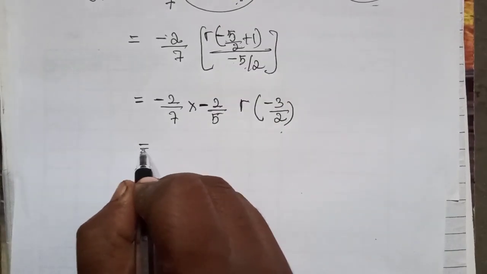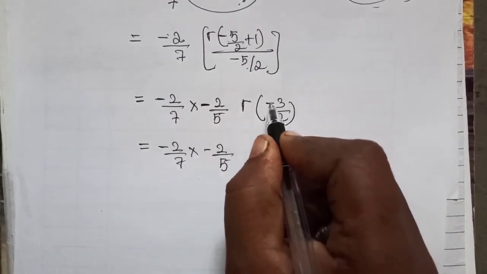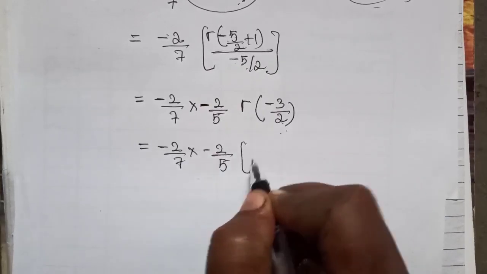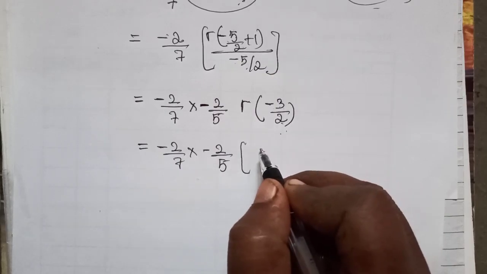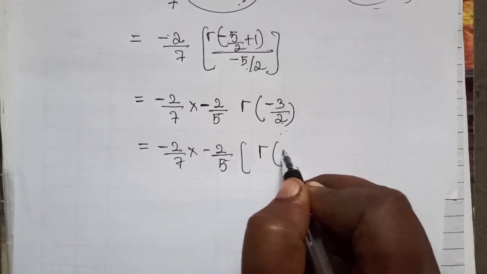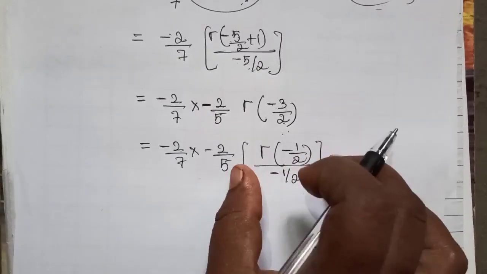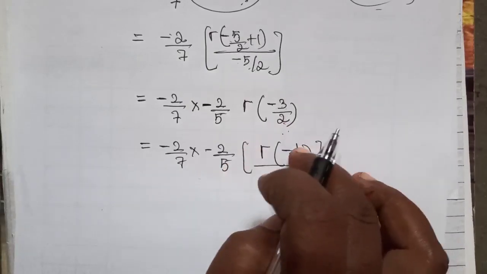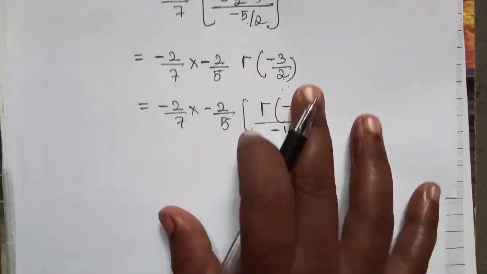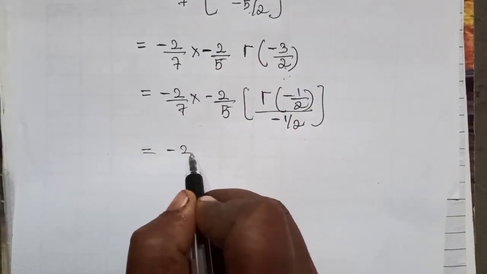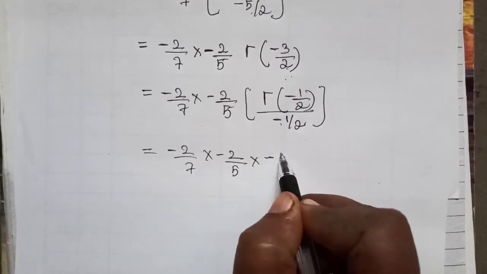Then minus 2 by 7, minus 2 by 5, gamma of minus 3 by 2 can be written, by using the same formula, as minus 3 by 2 plus 1 equals minus 1 by 2, that is we get gamma of minus 1 by 2 divided by minus 3 by 2. So once you know the method, you can write it directly. Don't use this formula again and again. Then we can write minus 2 by 7 into minus 2 by 5. This can be written as minus 2.